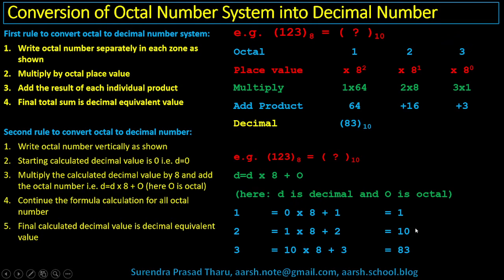So this 10 is the decimal value for the next step. It comes here as the decimal value into 8 plus 3, where 3 is the octal digit 3. When you calculate, it becomes 83.